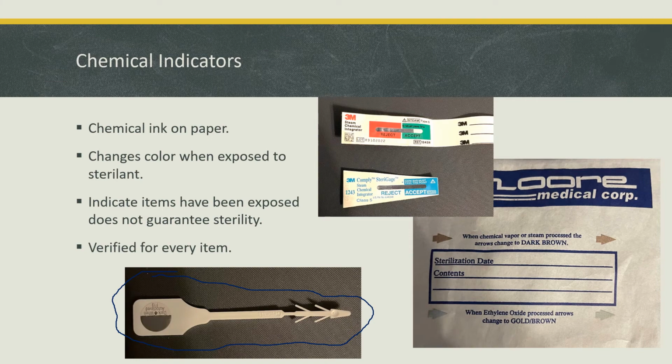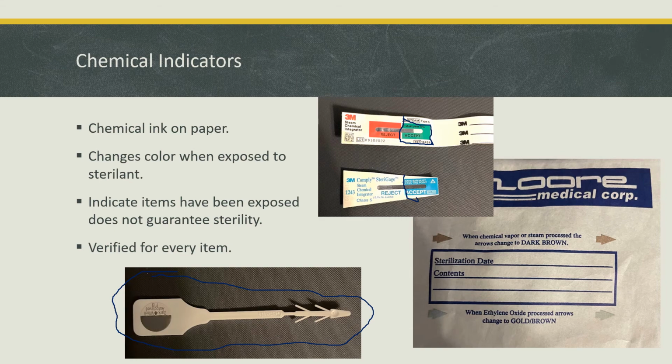Here we see some slightly fancier indicators, which have to be exposed to the steam more sufficiently to get into the area of acceptance. As long as that line changes color into that area, which is considered acceptable, then it has been exposed to steam sufficiently.